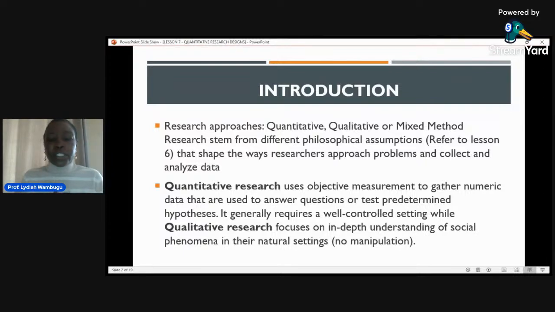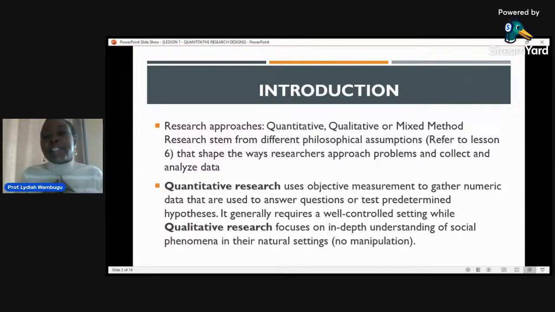Generally, quantitative research is conducted in a well-controlled setting. When we say well-controlled setting, we differentiate it from qualitative, because qualitative normally goes where the phenomena is in their natural setting. They do not manipulate. So if I'm conducting a quantitative research, it is possible to call my respondents to a particular place and give them questionnaires, for instance, to respond to.